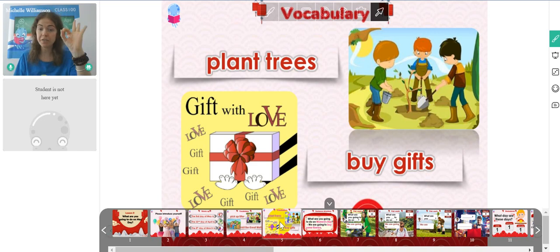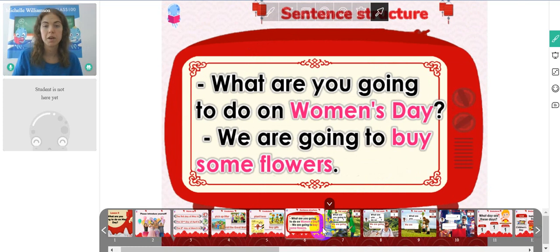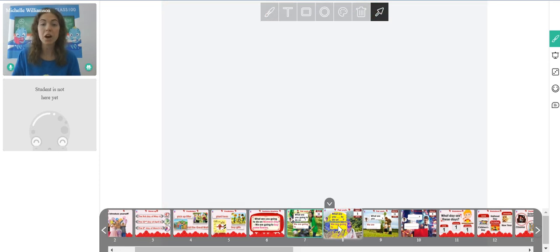Okay, so I've checked the vocabulary. Now for the pair work. There are actually 2 pair work slides in this lesson. One of them is, what are you going to do on a holiday? Then we answer with the vocabulary. We are going to buy some flowers. Or we are going to plant trees. So we use the actions in the pair work.